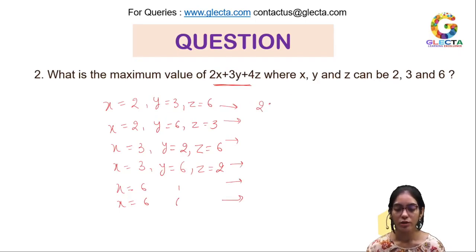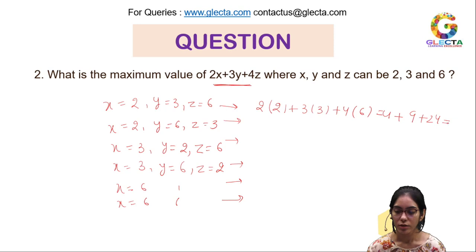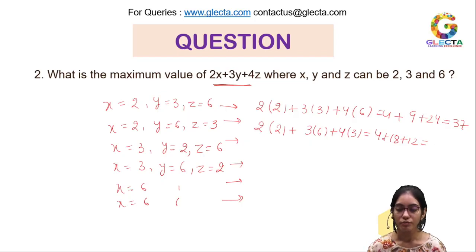Let's suppose here it will be 2 into 2, 3 into 3 plus 4 into 6. So this will be 4 plus 9 plus 24. So this will become 28 plus 9, that is 37. And again, if we substitute 2, 6 and 3 respectively in this expression, it will be 2 into 2 plus 3 into 6 plus 4 into 3. So this will be 4 plus 18 plus 12. So this will become 22, and 22 plus 12 will be 36.